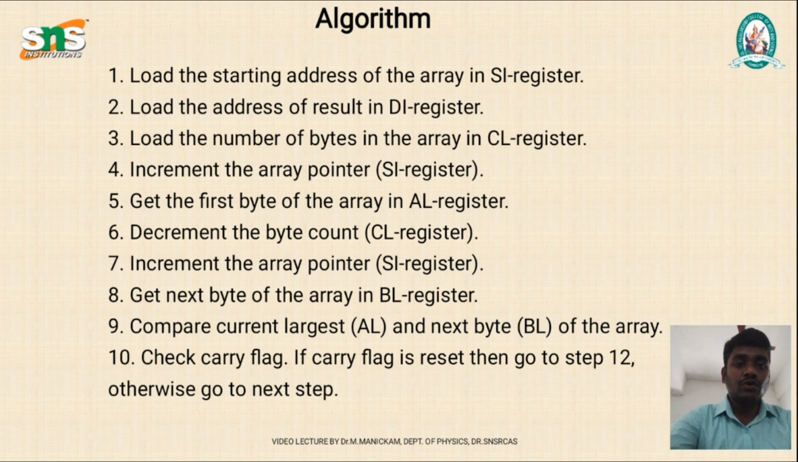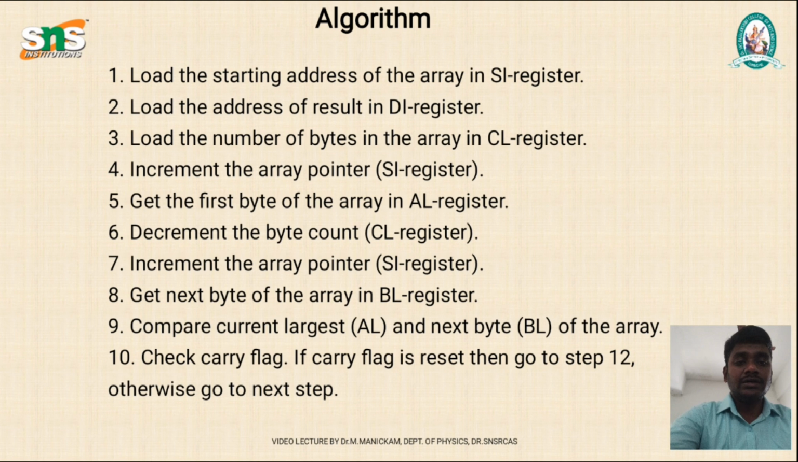So first step, load the address of the array in the SI register. For the result, we are using the DA register. Then third step, load the number of bytes in the array in the CL register. Then we are incrementing the array pointer, the SI register. Now we are getting the first input data in the AL register, then decrementing the count and incrementing the array pointer. Then we will get the next input in the BL register.